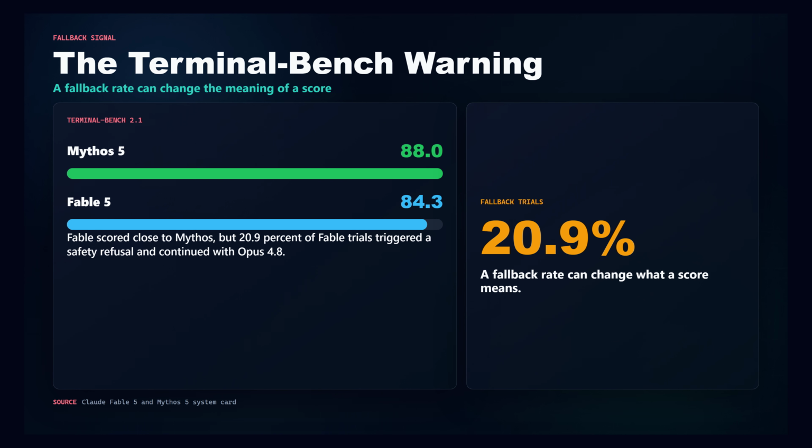Terminal Bench is the clearest published example. Anthropic reports Mythos 5 at 88.8, while Fable 5 scored 84.3. But the real detail is that 20.9% of Fable trials triggered a safety refusal and then used Opus 4.8 for the rest of the trajectory. That is not a normal model comparison.